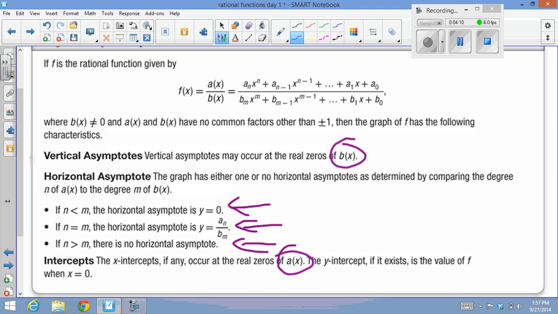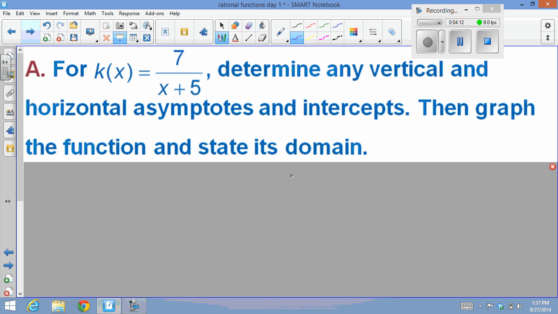So here's our first problem. I have y equals, or k of x equals, 7 over x plus 5. The first thing I'm going to figure out is the domain. I would find the domain by looking at the denominator. I can see that it would be undefined at -5. So that means my graph is all reals except when x equals -5.